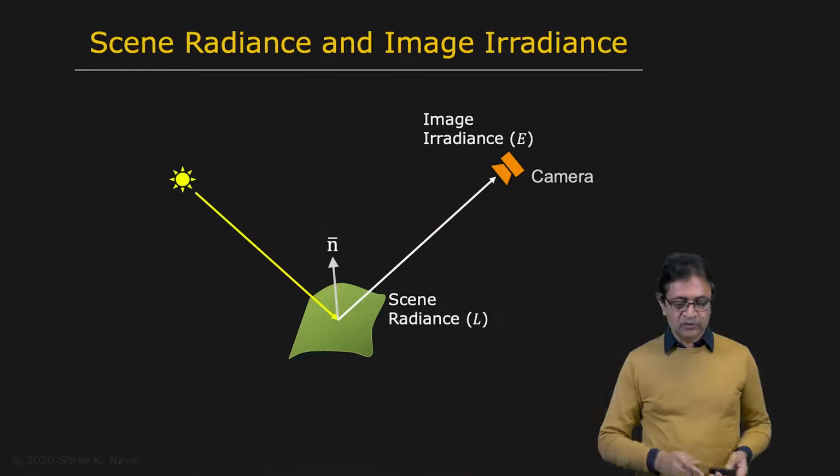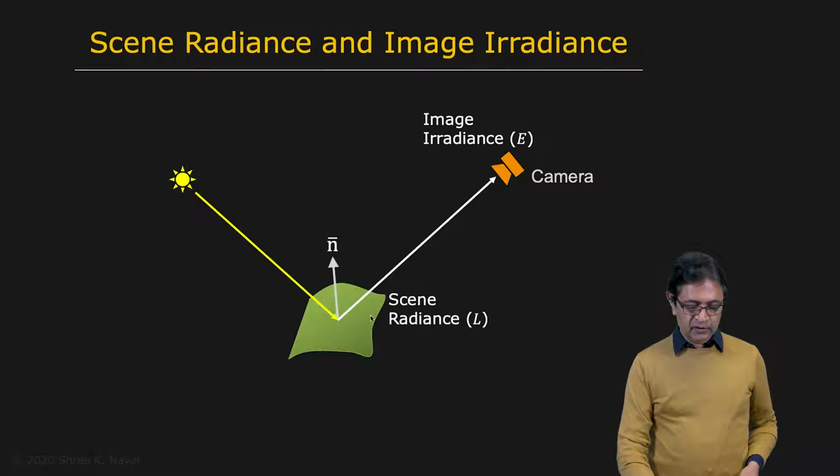Now we're going to establish a relationship between the brightness of a point in the scene and its brightness in the image. The brightness in the scene is called scene radiance. The brightness in the image is proportional to what's called image irradiance, which is the flux falling per unit area in the image. So let's look at the problem itself.